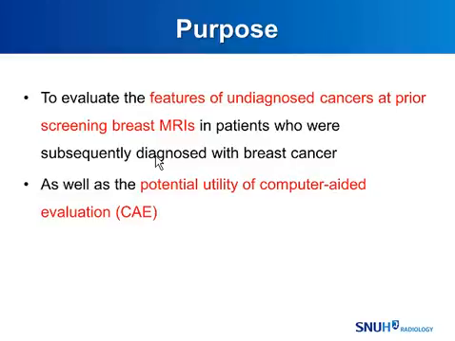Thus, the purpose of our study was to evaluate the features of undiagnosed cancers on prior screening breast MRIs in patients who were subsequently diagnosed with breast cancer, as well as the potential utility of CAE.